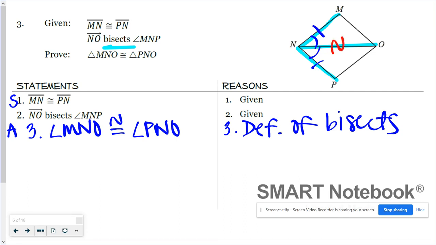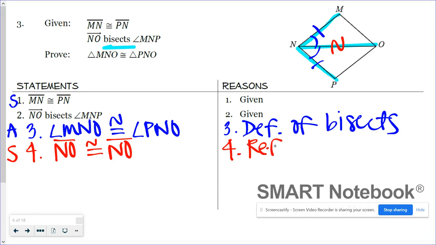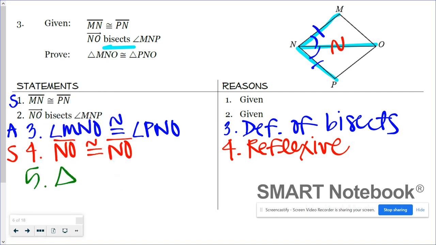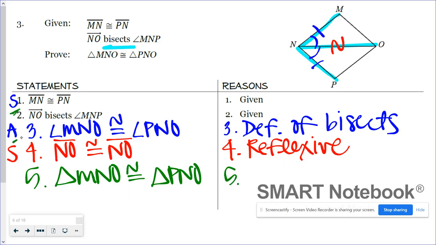I have a shared side, right? So I'm going to say that NO is congruent to itself, and my reason is going to be reflexive. So now I'm ready to prove my two triangles are congruent. I'm going to say that triangle MNO is congruent to triangle PNO. And if I look at my little side notations, this is suggesting side angle side. I can look at my diagram with all of its markings, and I can confirm that this is indeed side angle side.